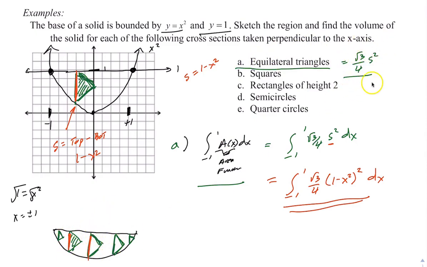So the formula for an equilateral triangle is this. I'm integrating that formula. All I have to do is find out what s is. S is the length right here, and in this case it's top minus bottom. So it's 1 minus x squared. So I plug it in and I get my answer. And that's how you do equilateral triangles.